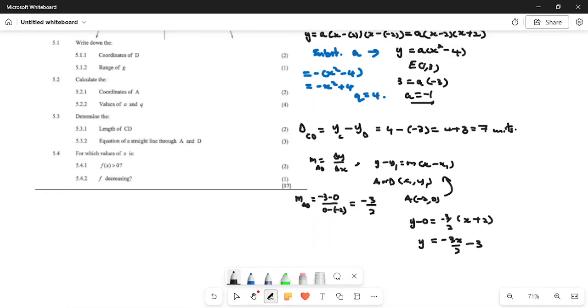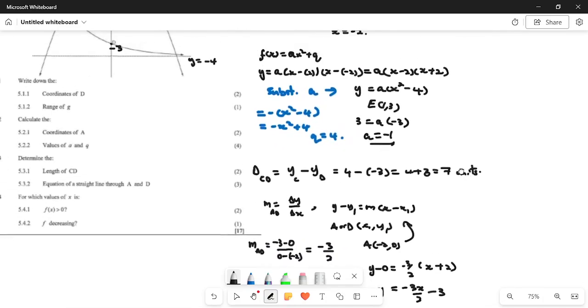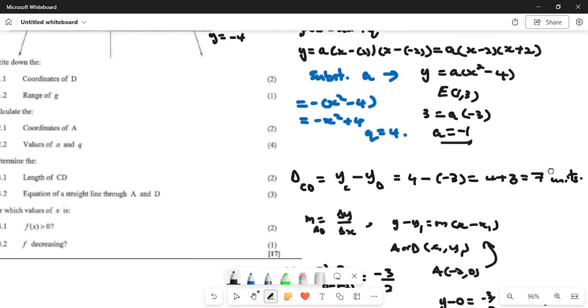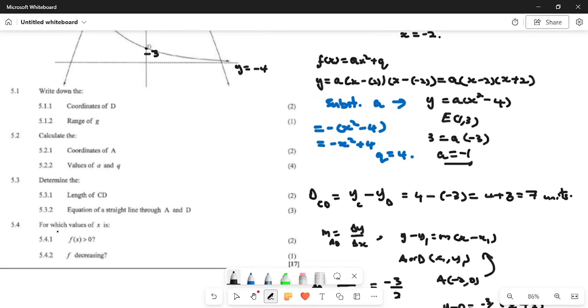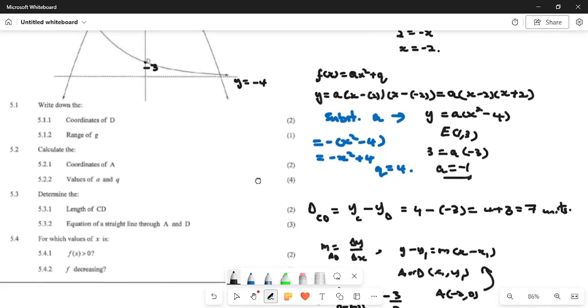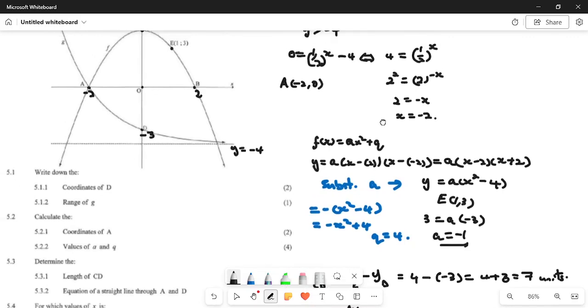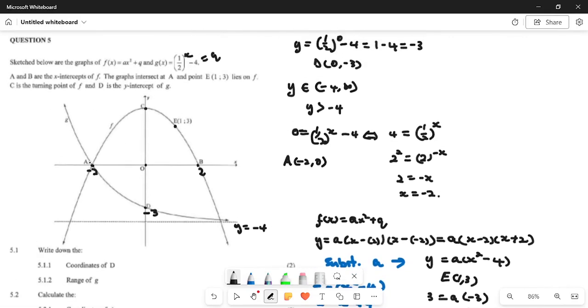And now the last question. For which values of x is the function f of x greater than 0? So we'll just look at our function f, and we need to give the values of x where this function is above our x-axis. So where is it positive? In other words, where it's greater than 0.